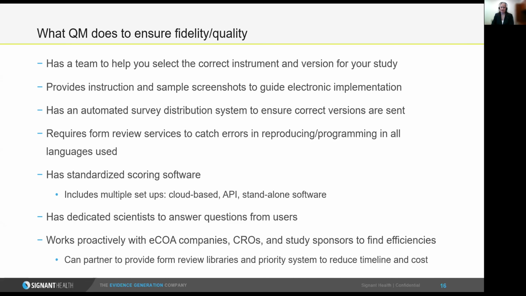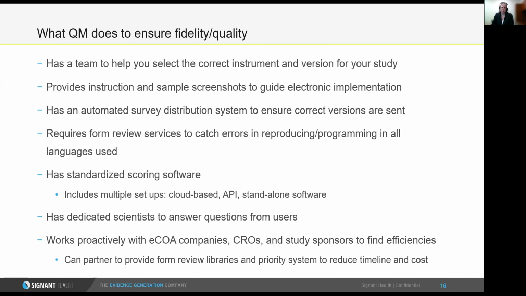We have standardized software, which includes multiple types of setups to find what's right for you, which could be standalone software, cloud-based, or an API. The API connects to different systems, and that makes it very easy to get real-time results. We have dedicated scientists that answer questions from users every single day. And we work proactively with eCOA companies, CROs, and study sponsors to help find efficiencies.